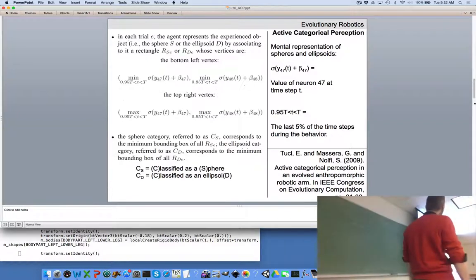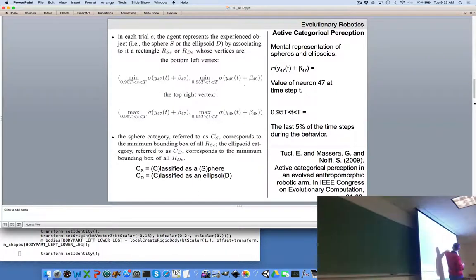So now, how are we going to allow the robot to tell us whether it's in the presence of a sphere or an ellipsoid? We're going to do that by looking at the values of 47 and 48 during the last 5% of the evaluation period. So the robot's allowed to do its thing, and in the last 5% of the time, so 0.95 uppercase T, where uppercase T is the last time step of the simulation. Let's say we update the robot 1,000 time steps, so it'd be, let's make it easier, the last 50 time steps. What is the value of neurons 47 and 48 during those last few time steps? I'm going to just embolden this line here to represent the last 5% of the time steps. So it started here, did this, and right at the end, the values were these.